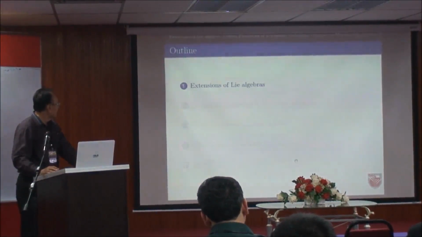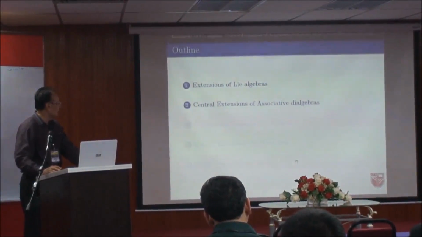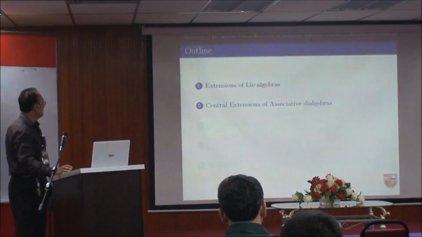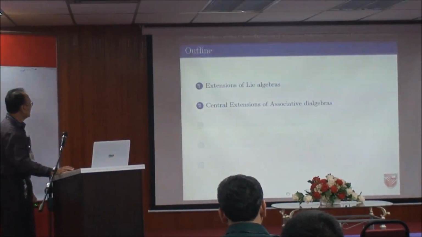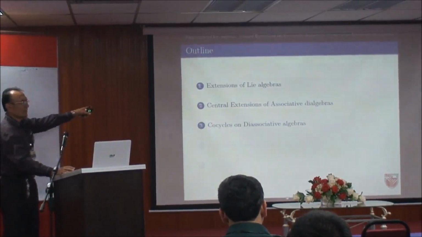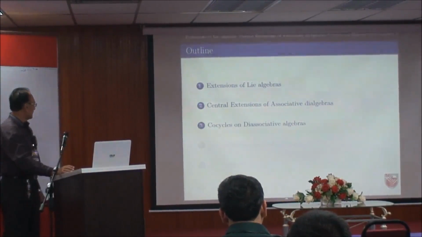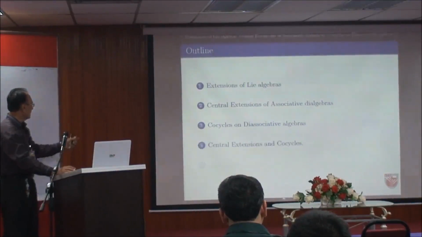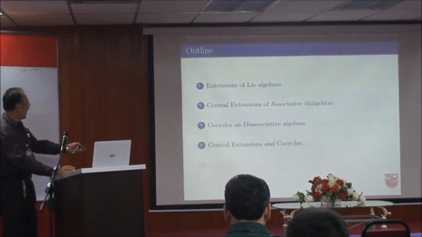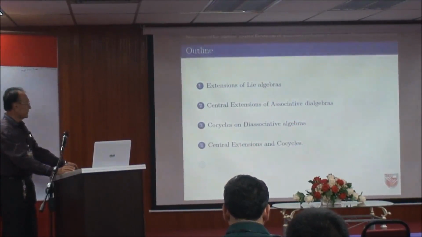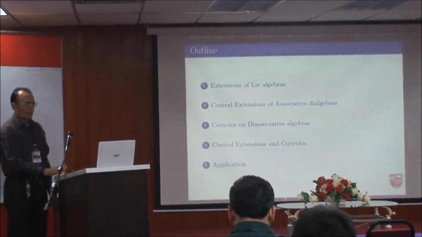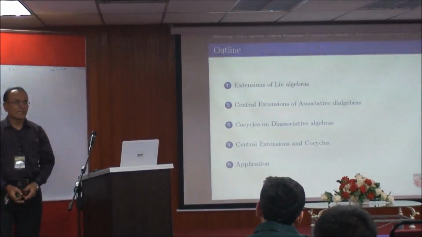Talk on extensions of Lie algebras first, then central extension of associative algebras. Central extension is closely related to cocycles. So cocycles on the associative algebras, central extension and cocycles, how central extension can be generated by cocycles. Then application. What does it mean, extension?